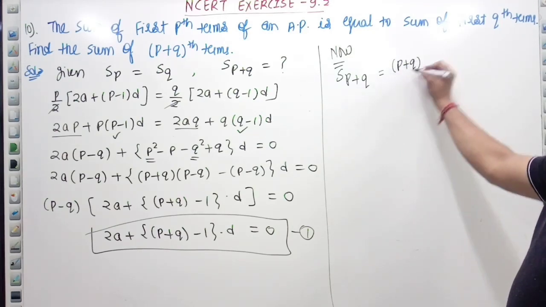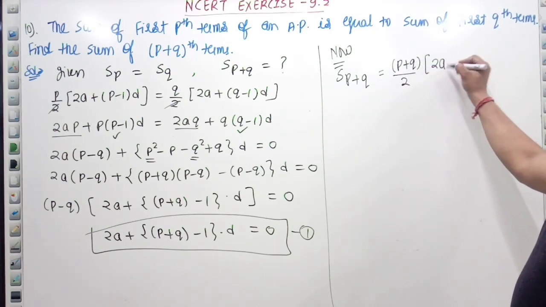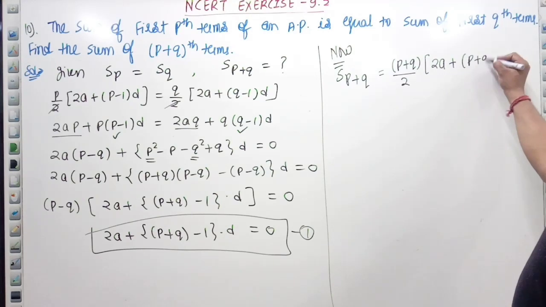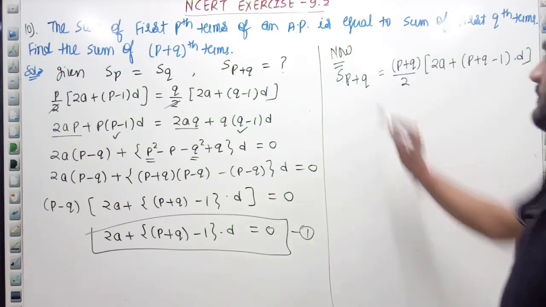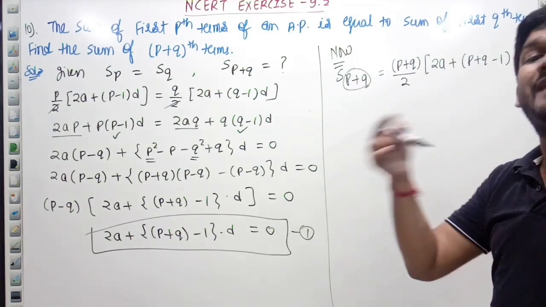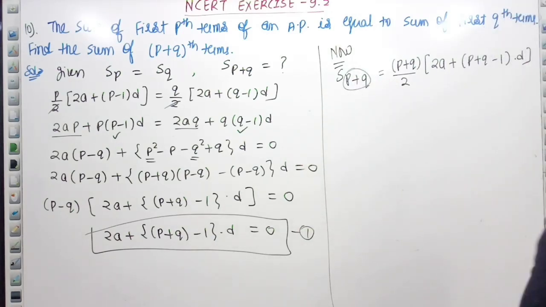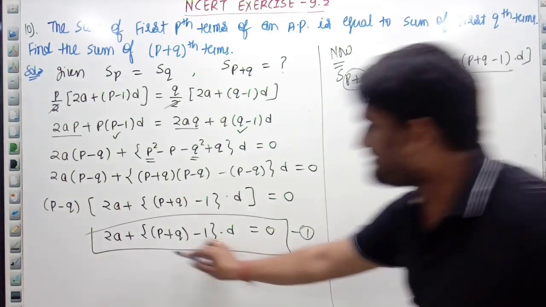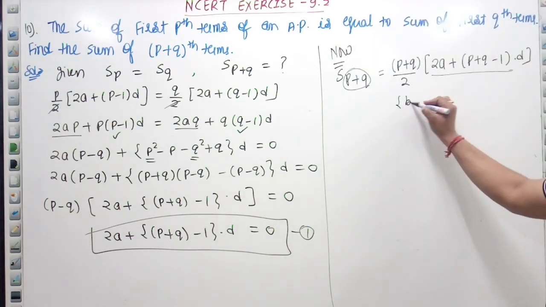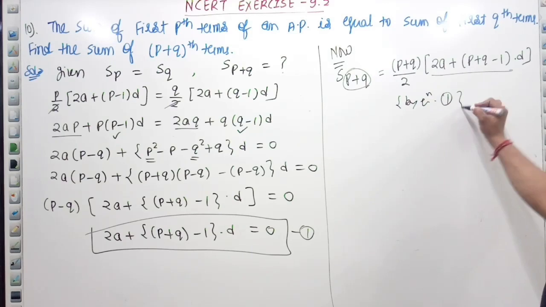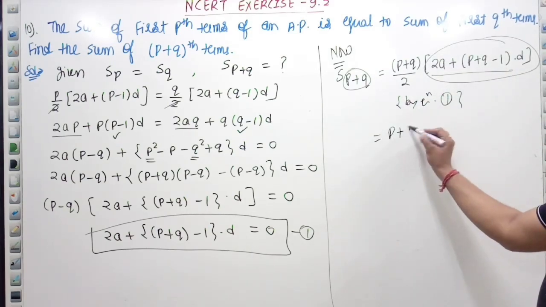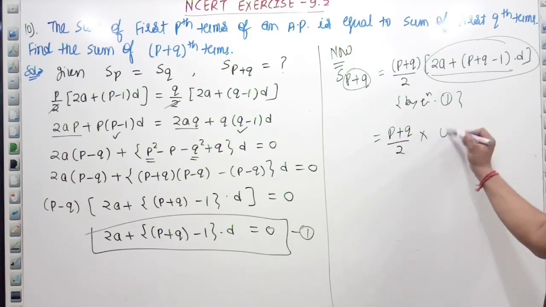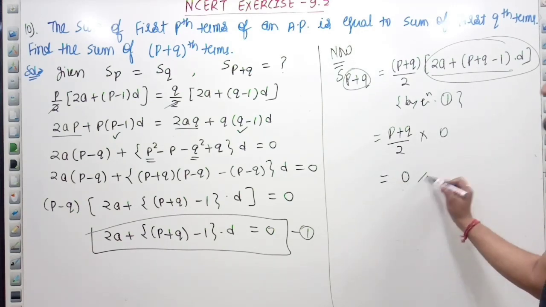p plus q by 2, 2a plus n के place पे p plus q minus 1 into d. Are you getting or not? भाई p plus q मतलब p plus q term मतलब n you will replace by p plus q. Now you just see here and this expression. Can I write by equation number 1? This whole thing is what? 0. So p plus q by 2 into 0. So the answer is 0.